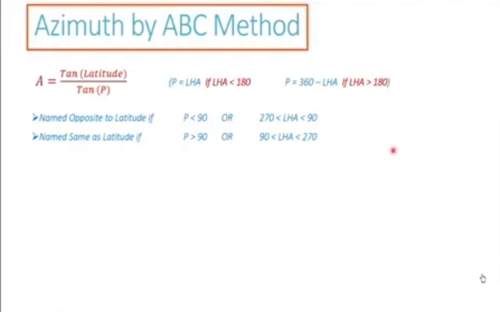So as mentioned earlier, you can remember any of the two conditions. Either you can correlate it with the value of P: P less than 90, it will be named opposite to latitude, and P greater than 90, it will be named same as latitude. Or you can correlate it with the LHA of the body. If the LHA is greater than 270 and less than 90, it will be named opposite to latitude. And if the LHA is greater than 90 and less than 270, it will be named same as latitude. You will observe that in most of the questions, the condition which will apply will be the first condition, that is named opposite to latitude if P is less than 90 or LHA greater than 270 and less than 90. So in most of the questions you will have the first condition given to you.